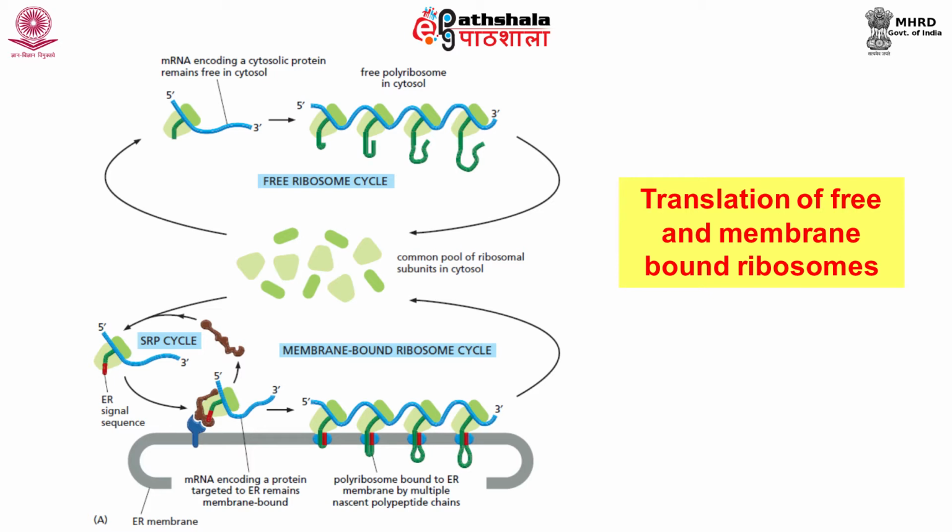In a membrane bound ribosome cycle, mRNA encoding a protein which is targeted to ER has an ER signal sequence, so it binds to the ER membrane. Ribosomes attach to mRNA and form polyribosomes which remain bound to the ER membrane. Once translation is complete, ribosome units separate and move back to the pool, but the protein remains bound to the ER membrane.